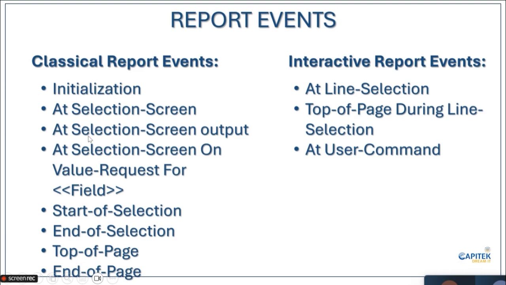Okay, I repeat again: initialization, at selection-screen output, at selection-screen on value-request for field, start-of-selection, end-of-selection, top-of-page, and end-of-page. So where are these events going to be used? These events are going to be used in our report programming. How to use them, with respect to initialization etc., we will see in our example. Let us go deeply into each and every event, then we will see that in the program.